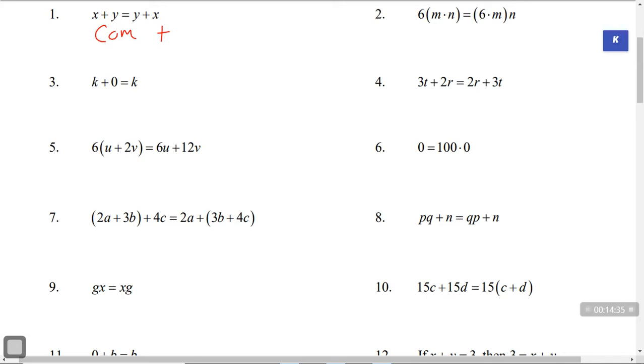On the second one over here, we see what changed. Well, the terms didn't move, but the parentheses did. That is our associative property. All right, and it's our associative property of multiplication. I'm going to use a dot to represent multiplication there because we're multiplying our terms.